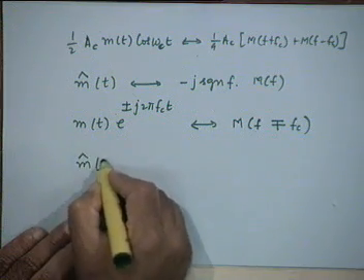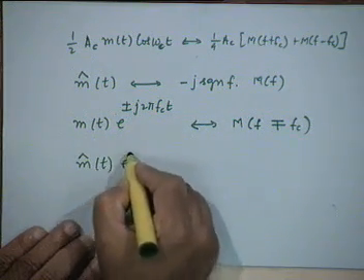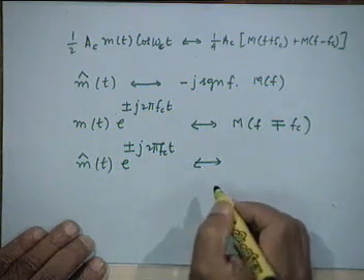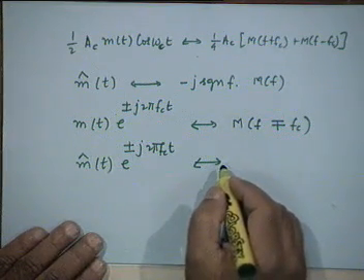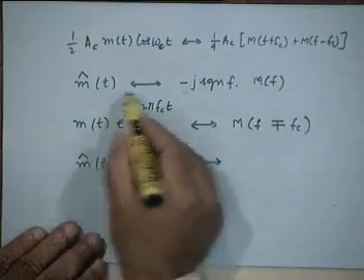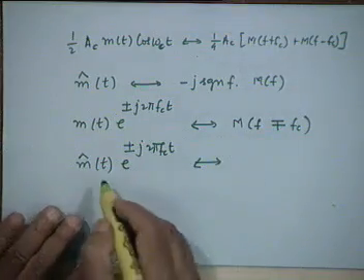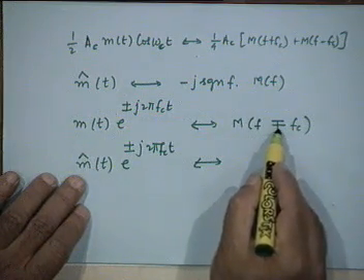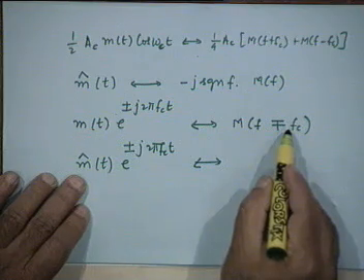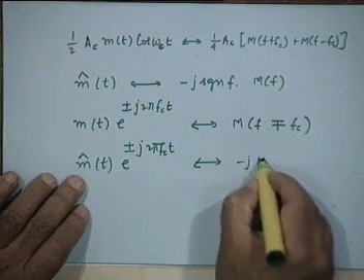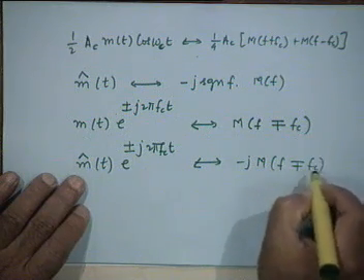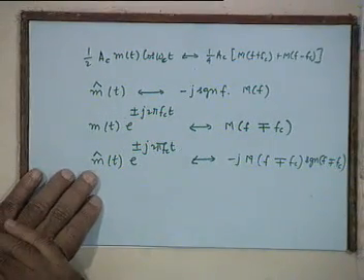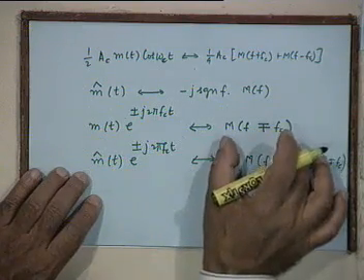Similarly, now if I look at m hat t e to the plus minus j 2 pi f sub c t, can you tell me what this will be equal to? Given that m hat t has this Fourier transform, first let us talk about the frequency translation. This will produce the same spectrum around, if it is plus here, around minus, right. So this will give you minus j M of f minus plus f sub c into signum of f minus plus f sub c, right. Basically the same spectrum on which this frequency translation theorem is applied.